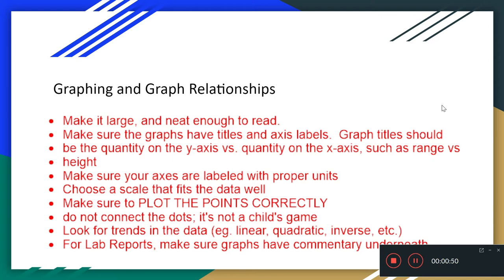Choose a scale that fits the data well, and make sure to plot the points correctly. Those two points really, if you're using the computer, should be pretty easy. But be careful, sometimes you want to check, because sometimes Google Sheets does some weird stuff and you just need to check to make sure that it actually plotted the data that you wanted it to.